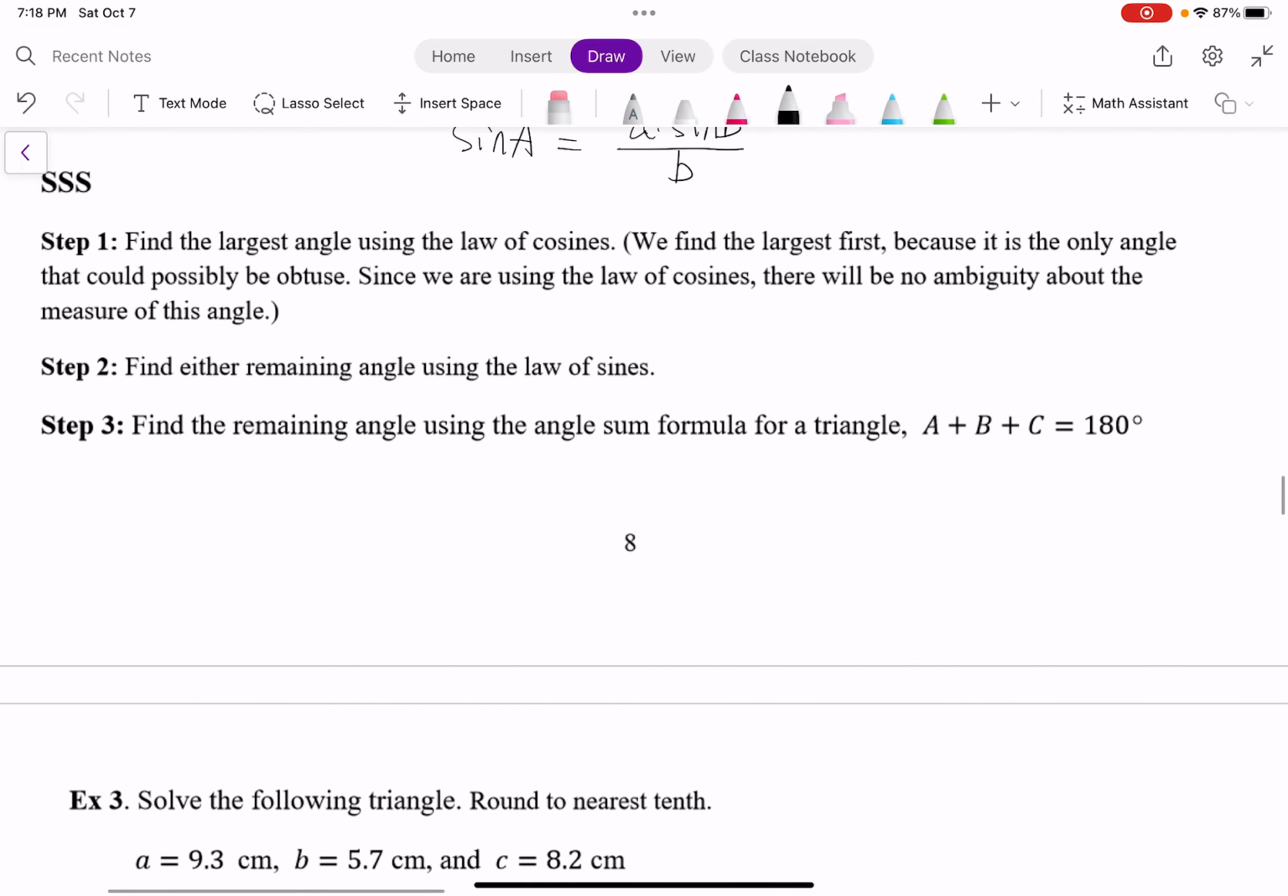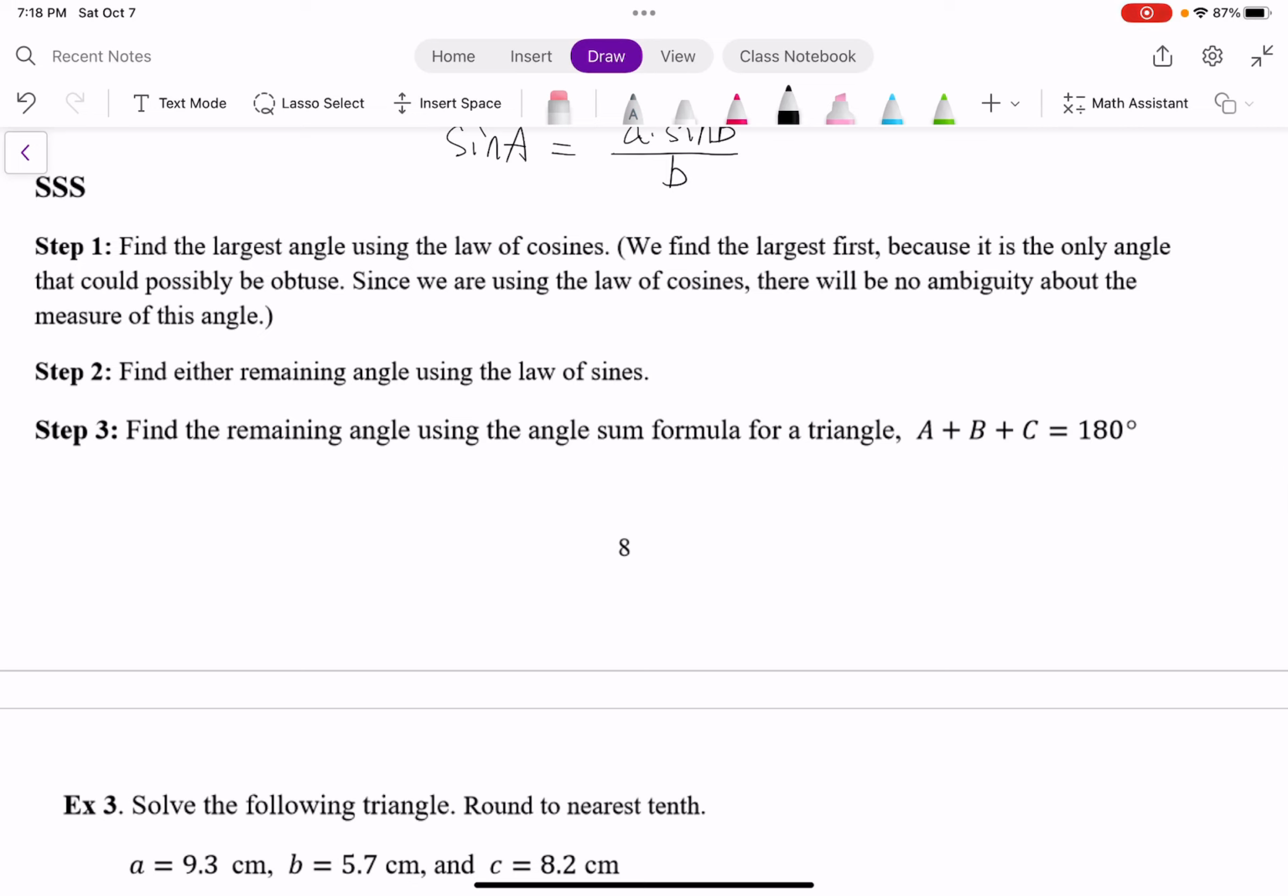Now I know the three sides. And what is the first step to find the missing information? Find the largest angle using the law of cosine. We find the largest first because it is the only angle that could possibly be obtuse. Yes, because the angle opposite the longest side may be obtuse, maybe acute. So this has a possibility to be obtuse.